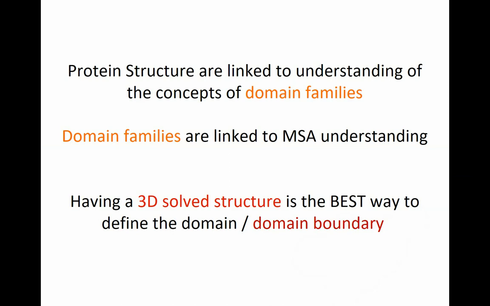And domain families are really linked to the multiple sequence alignment that you just discussed shortly. Now, having a 3D structure is the best way to define a domain and even the domain boundary and so on. However, the problem is that we do not have many of those. Despite the huge increase in the number, this is what is missing in many, many proteins, especially specific types of proteins such as membranous proteins and so on that are harder to get a high quality structure, okay? So now we are taking the lead to overcome this difficulty.